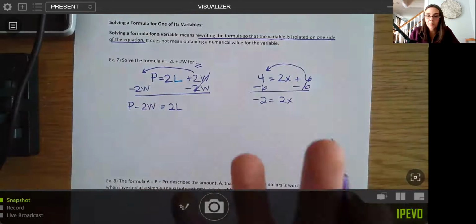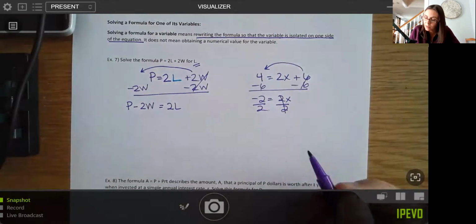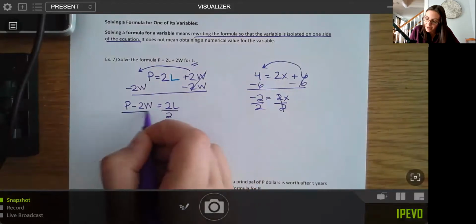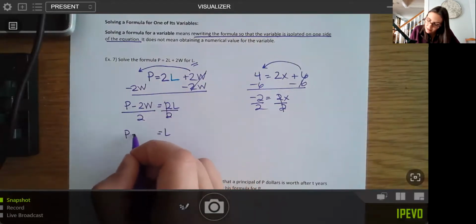And then your next step, you would go ahead and you would divide by that 2 on both sides. So I'm going to do that here. I'm going to divide by 2. So I can write my formula like this.